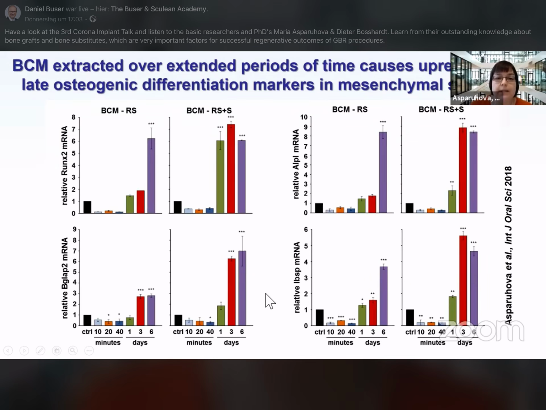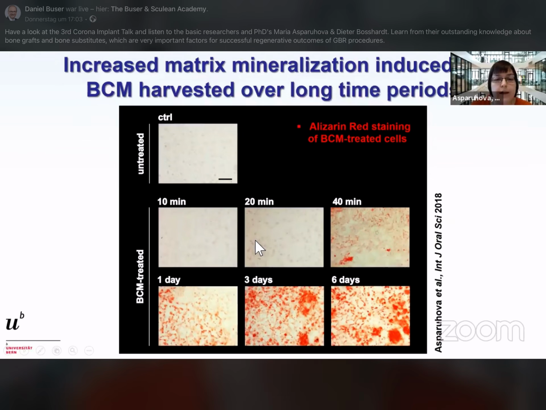Furthermore, BCM extracted over extended periods of time, 1, 3, and 6 days, caused upregulation of RUNX2, alkaline phosphatase, osteocalcin, and insulin-binding protein, all characterizing intermediate and late stages of the osteogenic process. In agreement with the increased expression levels of osteogenic markers, we also observed increased matrix mineralization induced by BCMs harvested over long time periods.